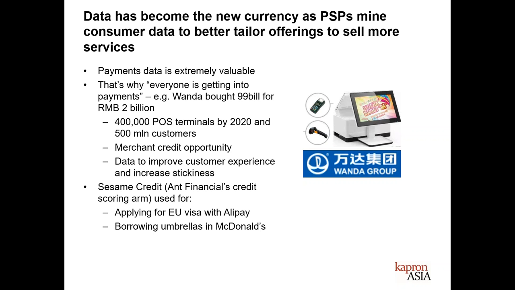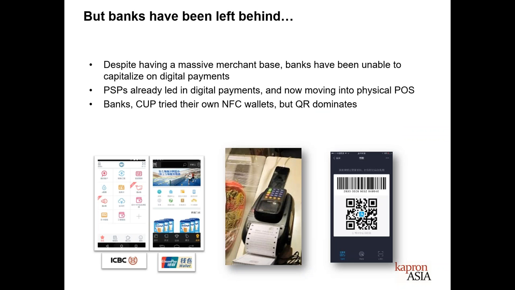If the score is high enough, they don't even have to pay, or just have to pay very little to borrow an umbrella. Right, so we talked about these payment service providers, how they've been changing their business model to focus on mining data and using their high traffic wallets. But at the same time, banks, traditional Chinese financial institutions, have been left behind.